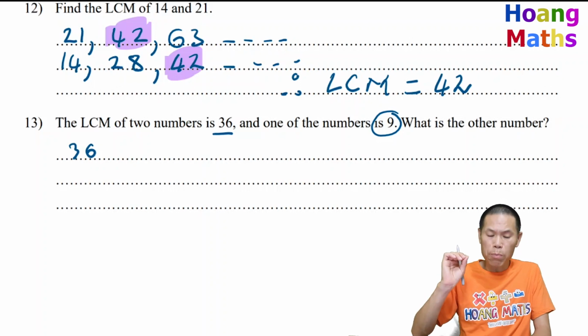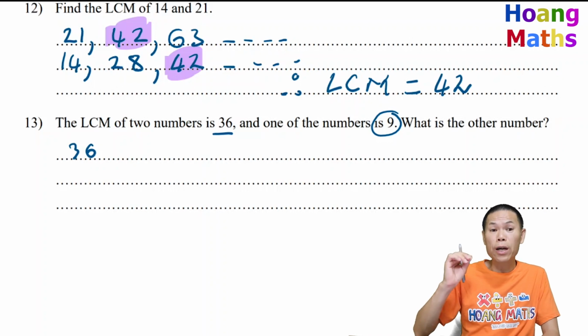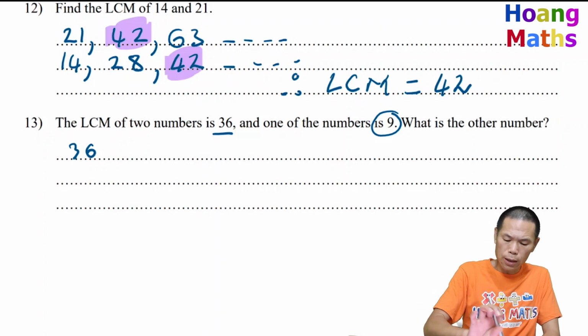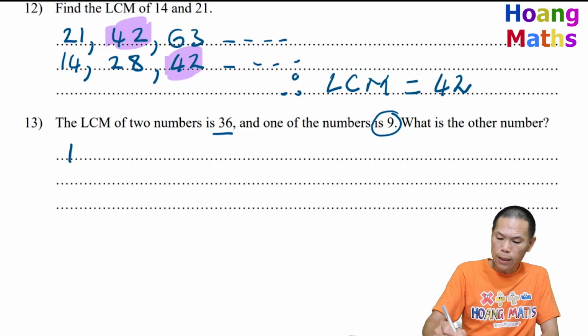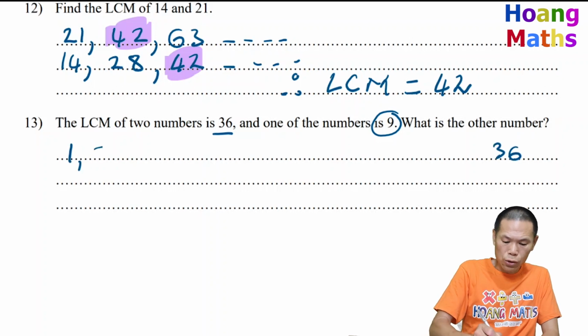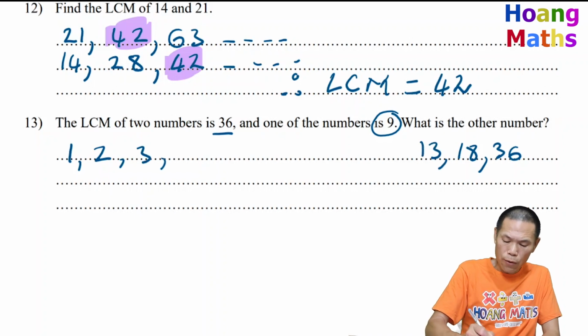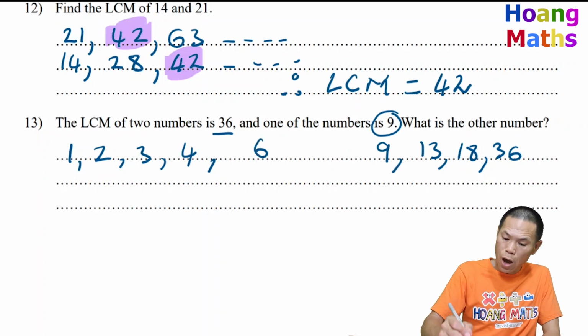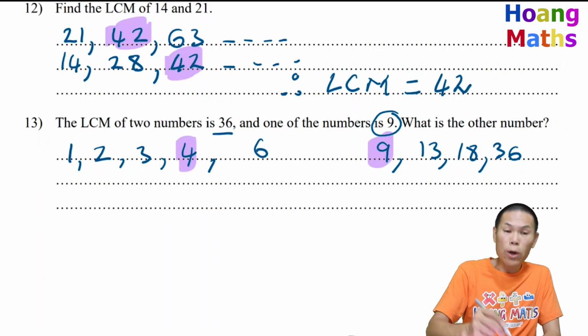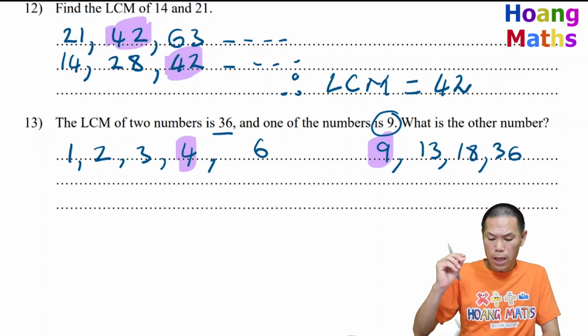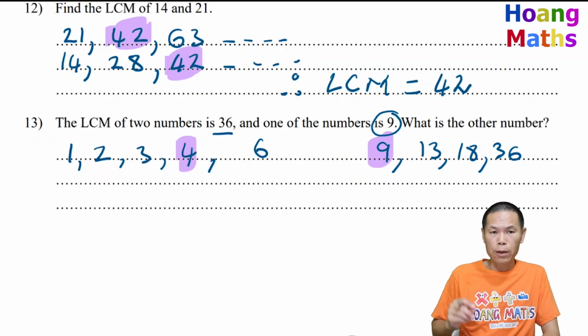Otherwise, you can confirm it by listing the factors of 36. Let me list them out. 1 and 36, 2 times 18 gives me 36, 3 and 12, 4 and 9, and then 6 and 6. That's it. So 9 is one of them, and then 4. Therefore, the lowest common multiple of 9 and 4 is 36, right?